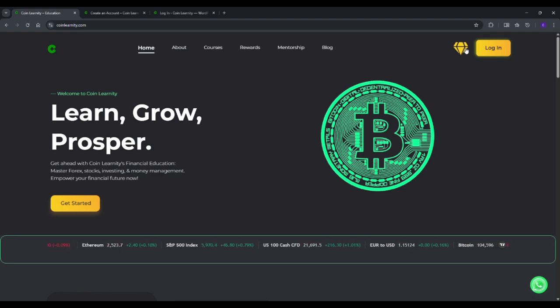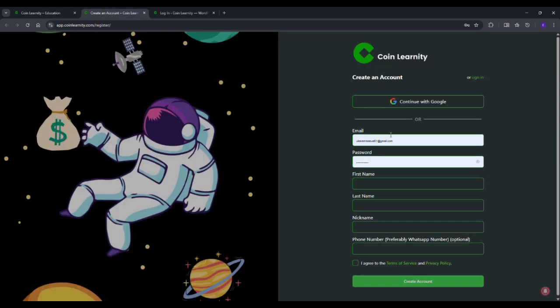Now, if you don't have an account and you want to sign up to the Learnity's platform, what you need to do is come over here and click on this diamond button. Clicking on this diamond button is going to take you to a page like this, where it will need you to input your details. After inputting your details, you press continue and follow the instructions that will be sent to your email.